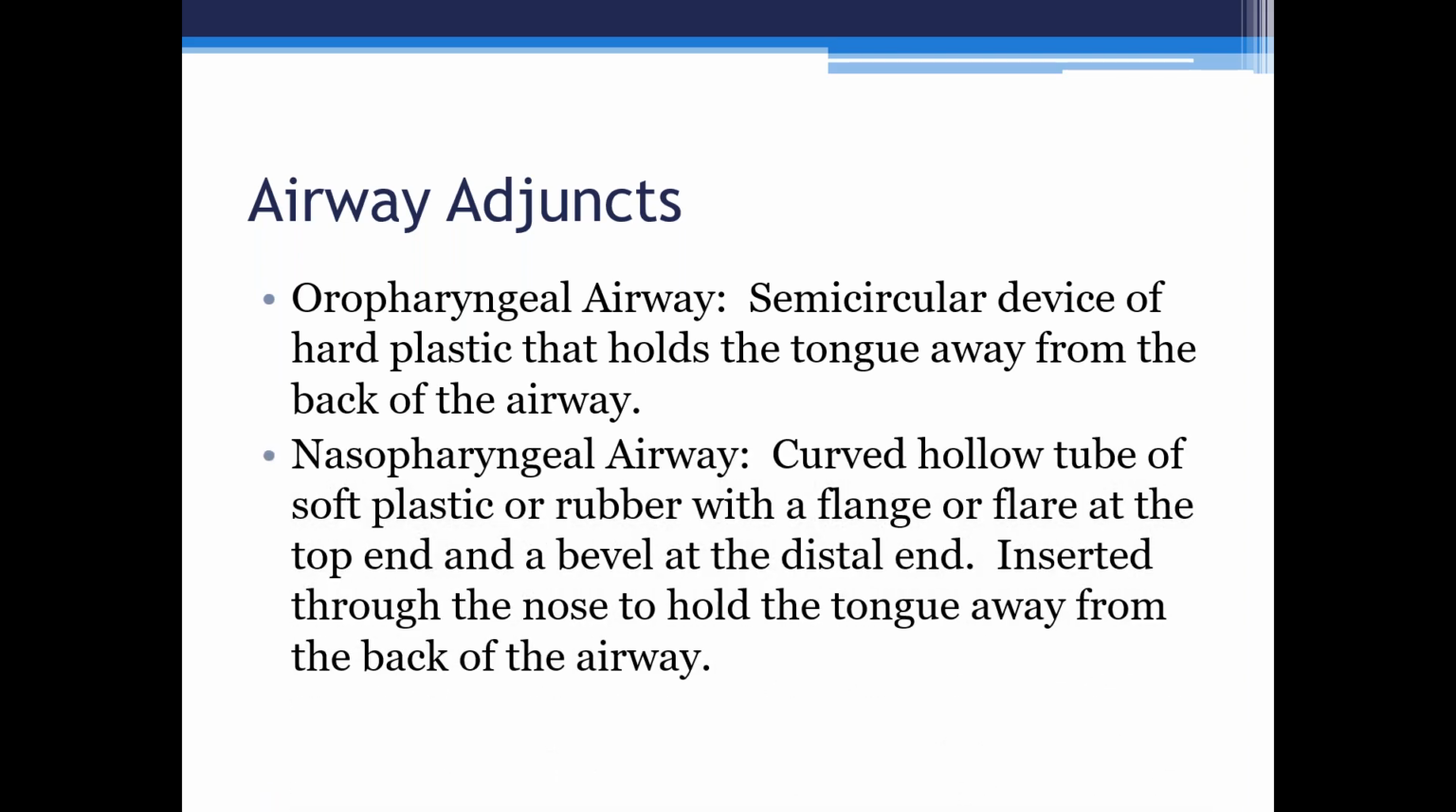The other basic airway adjunct that we're going to utilize is the nasopharyngeal airway. This is going to be a curved, hollow tube of soft plastic or rubber with a flange or a flare at the top end and a bevel at the distal end. This is going to be inserted through the nose, and this is going to hold the tongue away from the back of the patient's airway. So both of these adjuncts do the exact same thing. However, they're inserted in a different manner, and oftentimes our oropharyngeal airway is going to provide better traction to hold that tongue away than our nasopharyngeal airway.